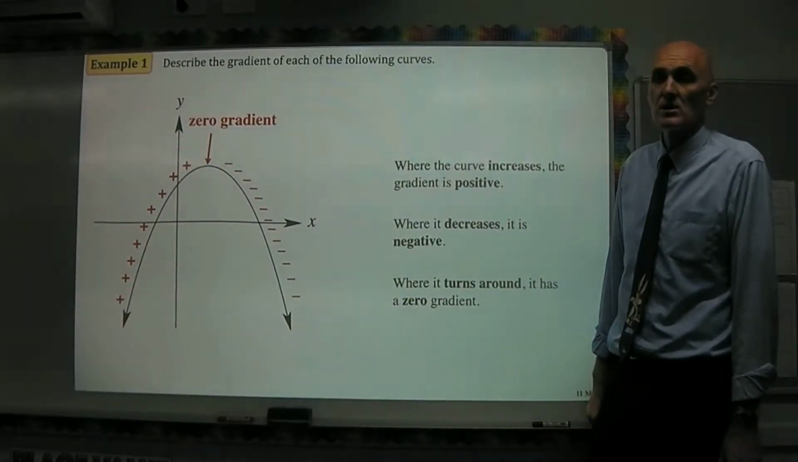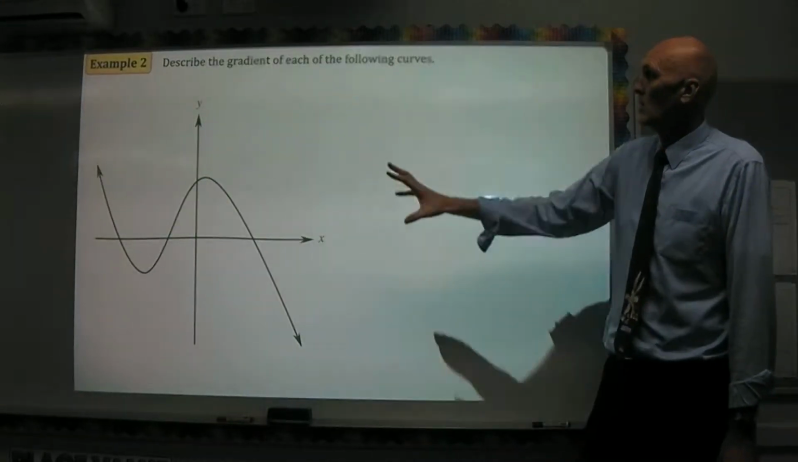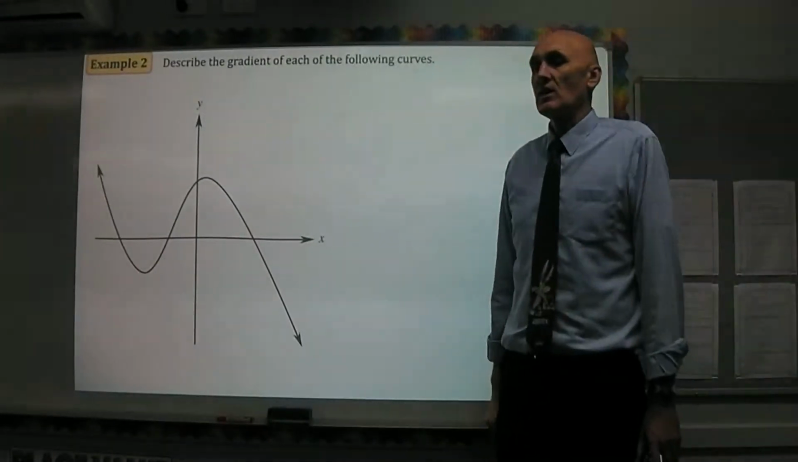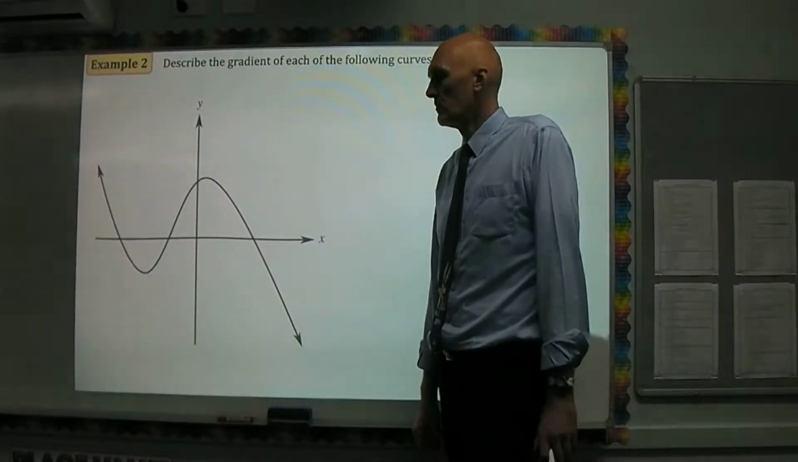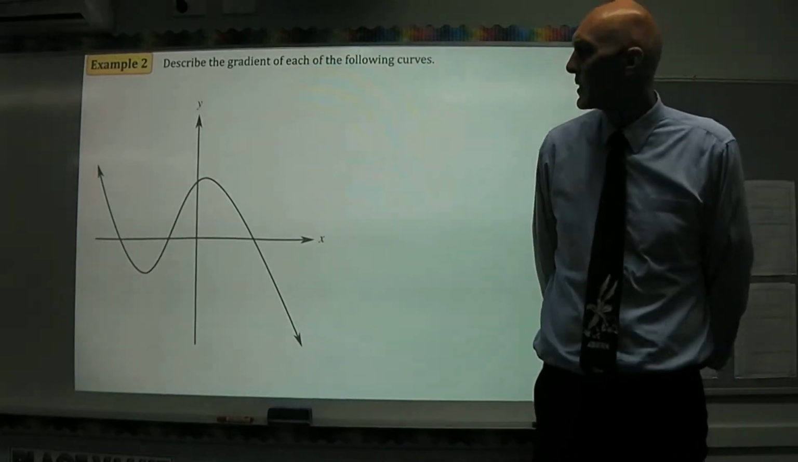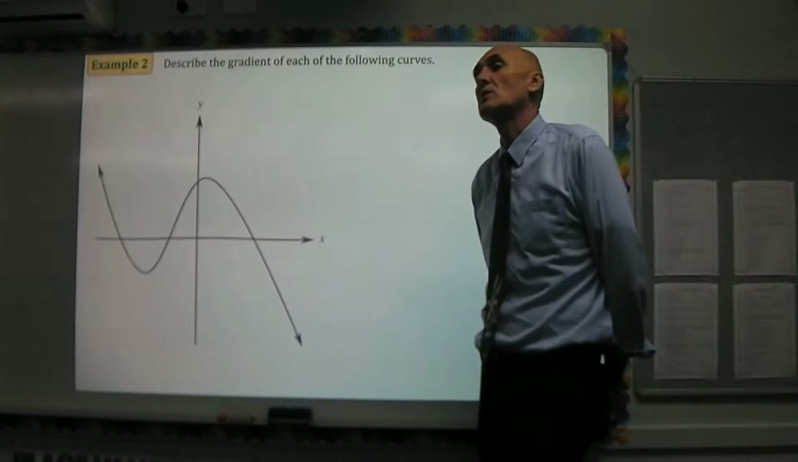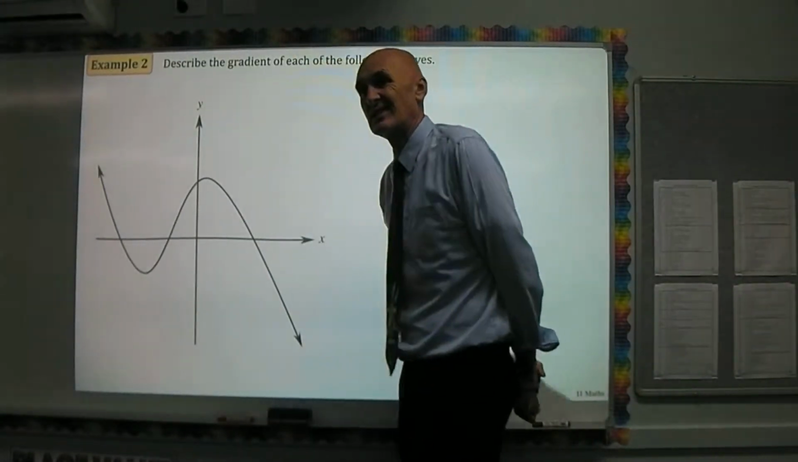Let's have a go at the second example. You've got to put pluses and minuses in and describe where the graph's positive, where it's negative, where it's 0. So have a go at trying to fill that one in as quickly as you can. So just put a few pluses and minuses in the appropriate position, and then write what's happening when it's increasing, decreasing, and when it's 0 gradient.